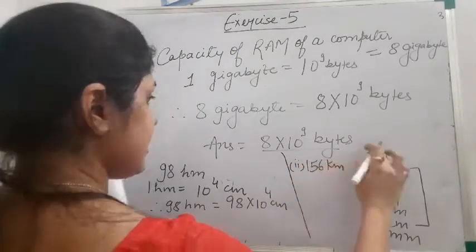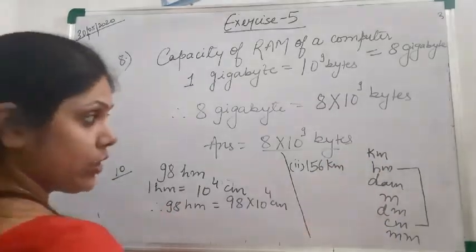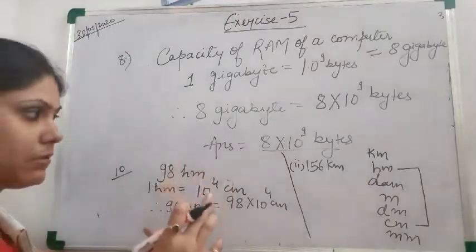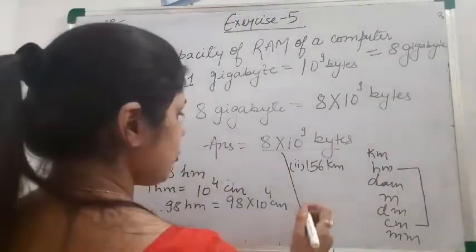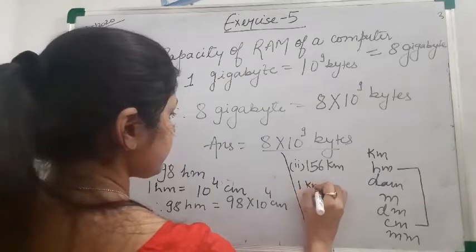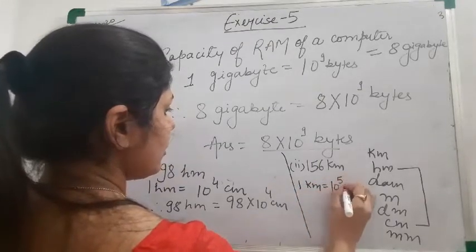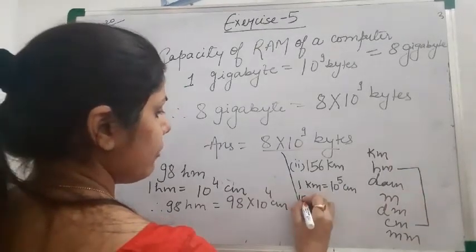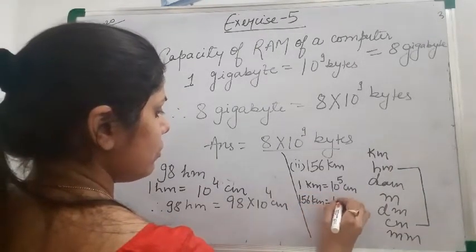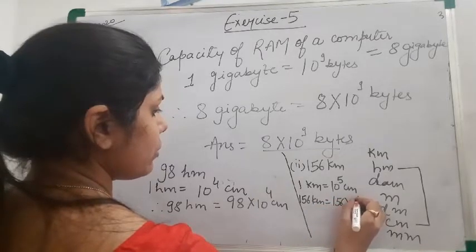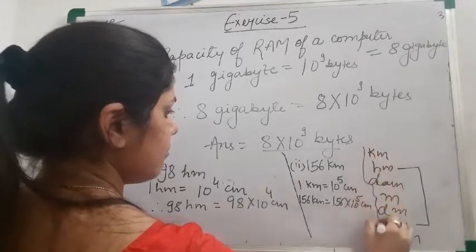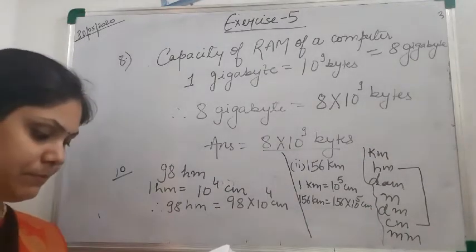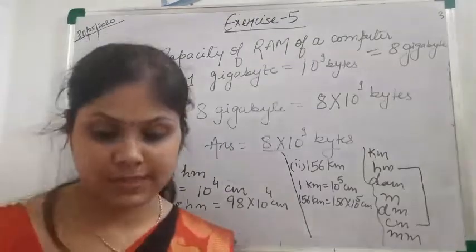156 kilometer. This table you should know. So please go through the table once. Please write it somewhere if you don't know and go through that table. 156 kilometer is equal to, we will write here, 1 kilometer is equal to 10 to the power of 5 centimeters. See, 1, 2, 3, so 156 kilometer is equal to 156 into 10 to the power of 5 centimeter. This will be the answer. And this third one you can do on your own. Clear? So this chapter is completed now.